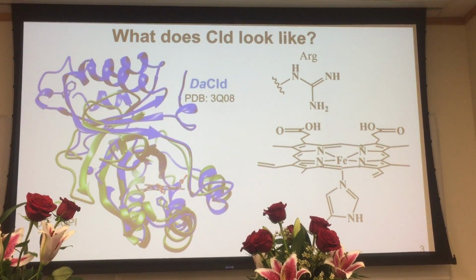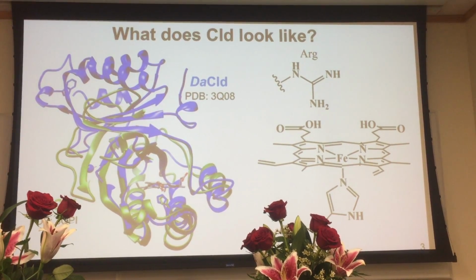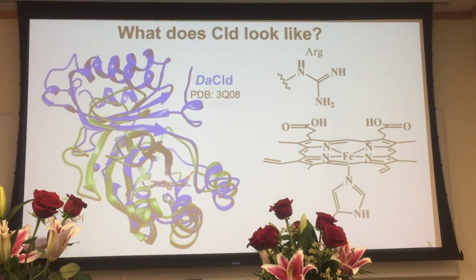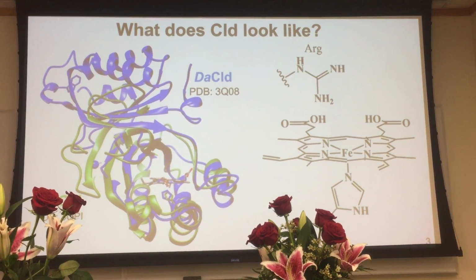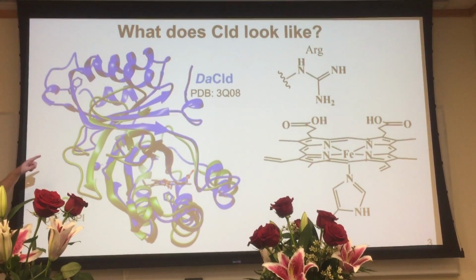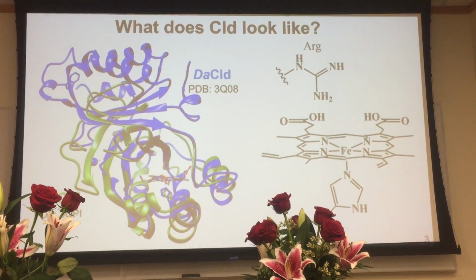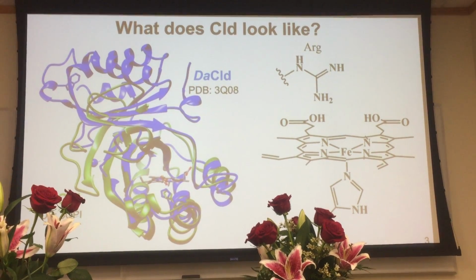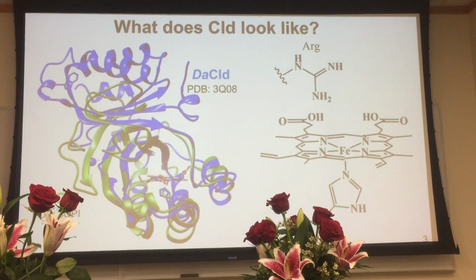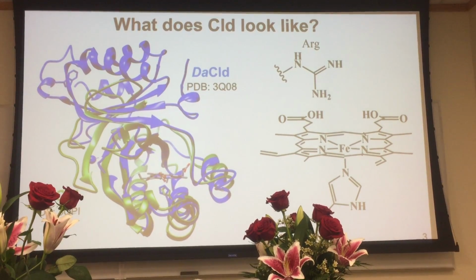So we have our heme, our iron center that is axially ligated by a histidine, which coordinates it to the protein backbone. And there is an arginine residue that hangs over the heme site, which is very important for catalysis. We're not going to get into that today.